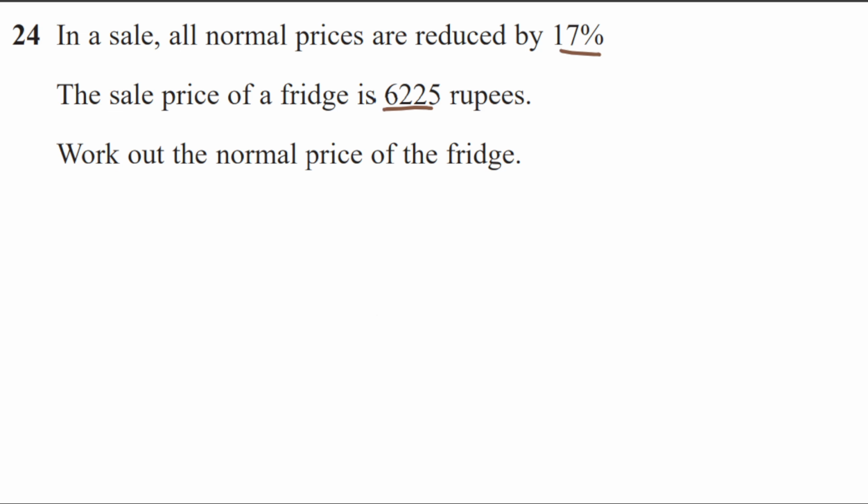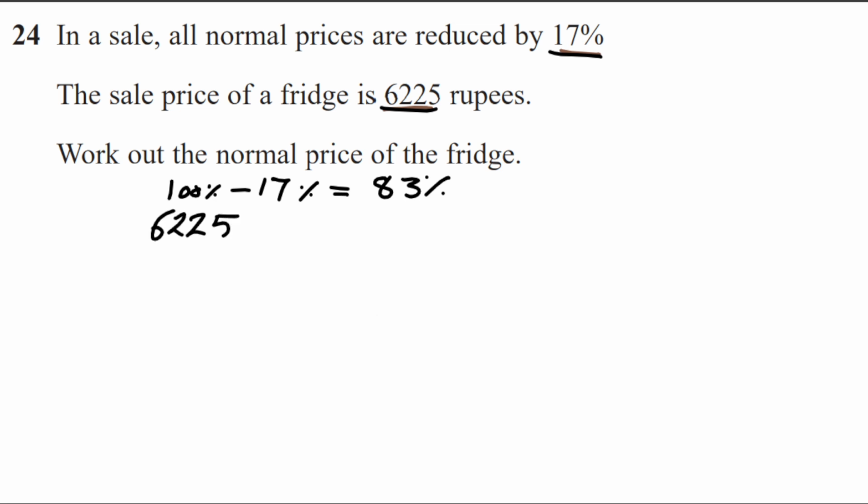The first thing you need to know, if the prices are reduced by 17%, that means you are going to pay 17% less. The original price is always 100%. You will not pay this 17%, so it's 100% minus 17%. So people will pay 83%.